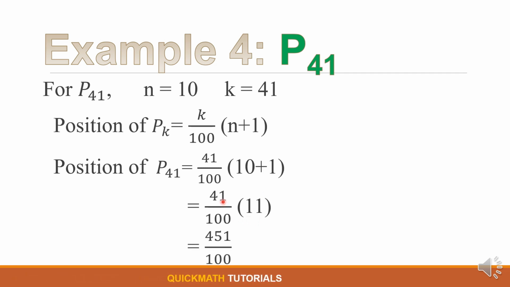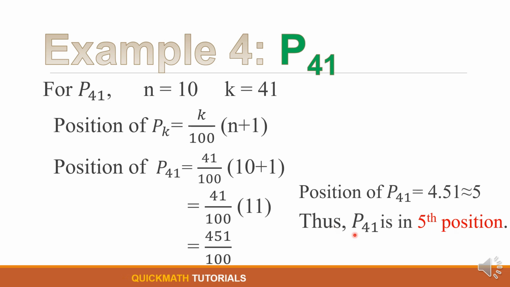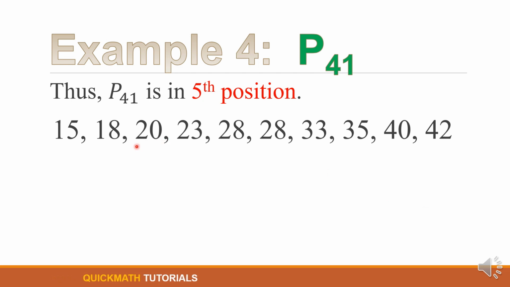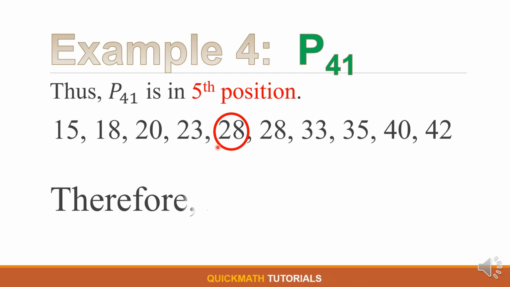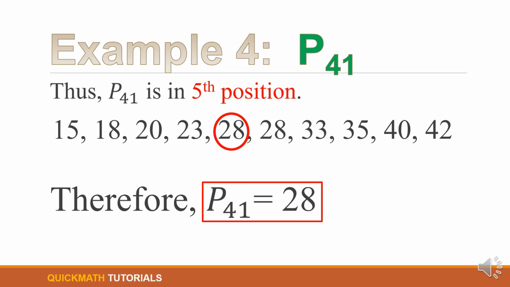11 times 41 is equal to 451. And 451 divided by 100 is equal to 4.51. And we will round it off, it becomes 5. Thus, p sub 41 is in 5th position. Now, looking back in our data, since our p sub 41 is in 5th position, we will count 1, 2, 3, 4, 5. Therefore, p sub 41 is equal to 28.